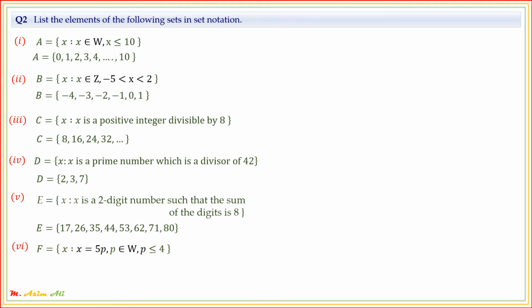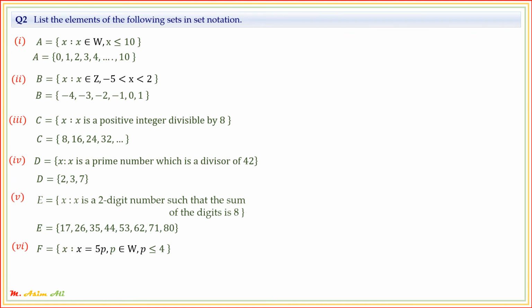Sixth example, set F is a set of elements x such that x is equal to 5p. Now this is a little different kind of set builder notation in which another variable p has been used. So read it carefully. Set F is a set of elements x such that x is equal to 5p, and p belongs to the set of whole numbers and p is less than or equal to 4. So all the values of p, that is all the whole numbers which are less than or equal to 4, they are 0, 1, 2, 3, 4.